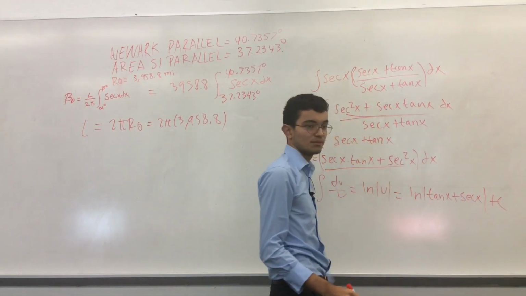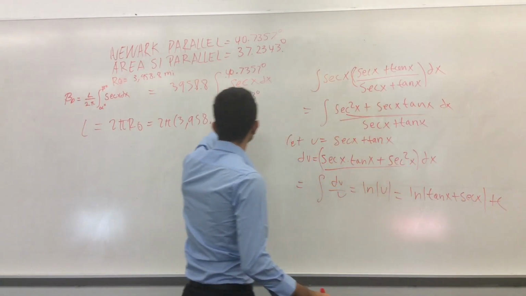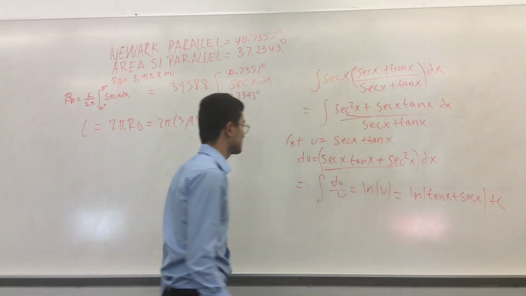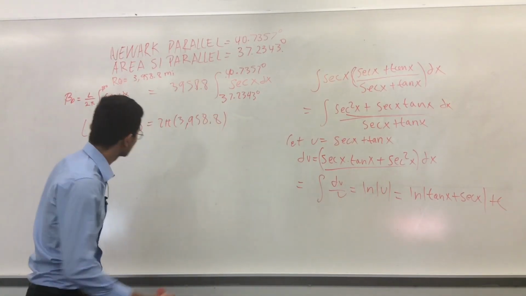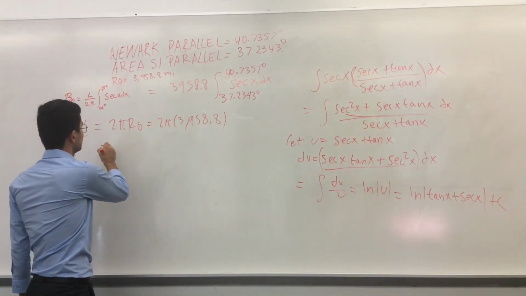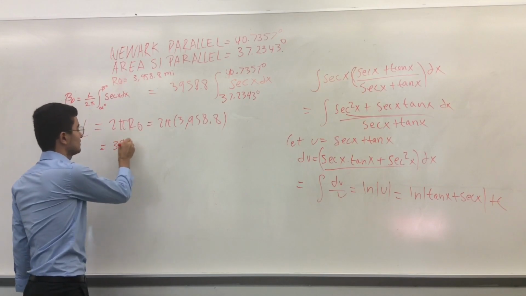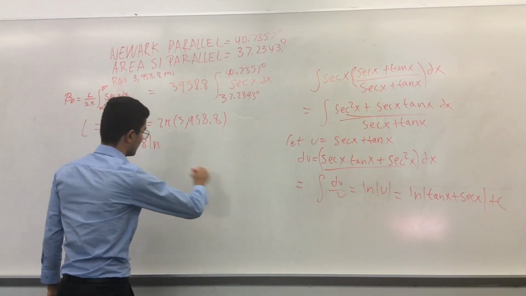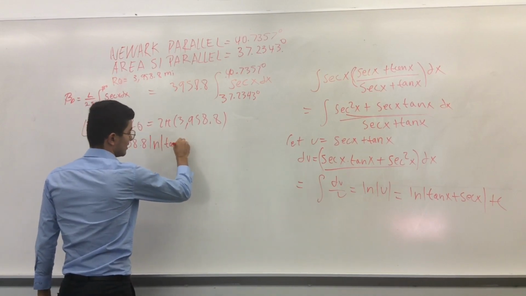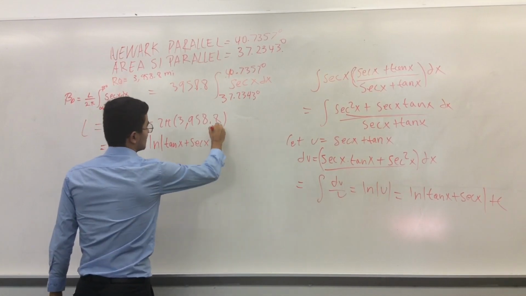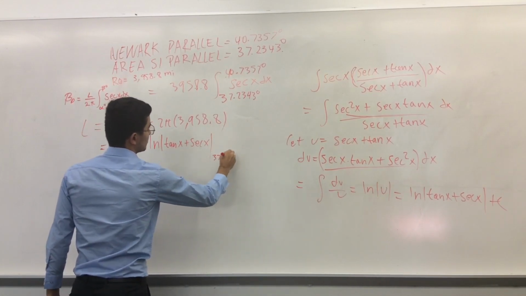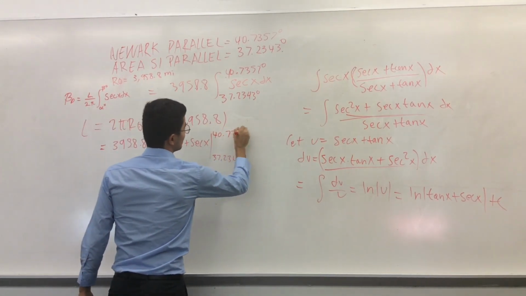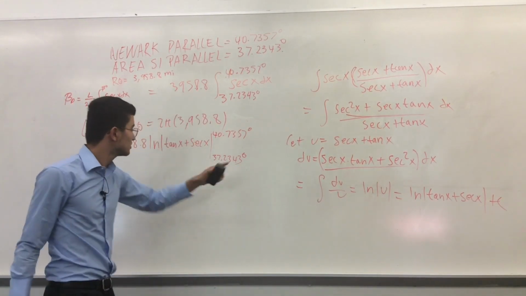We're doing an indefinite integral here, but we already know the value of the integral of secant x. So this is the same as 3,958.8 times ln of the absolute value of tangent x plus secant x, and then we're going to evaluate that from 37.2343 degrees to 40.7357 degrees. All right? So this is what we're going to get.